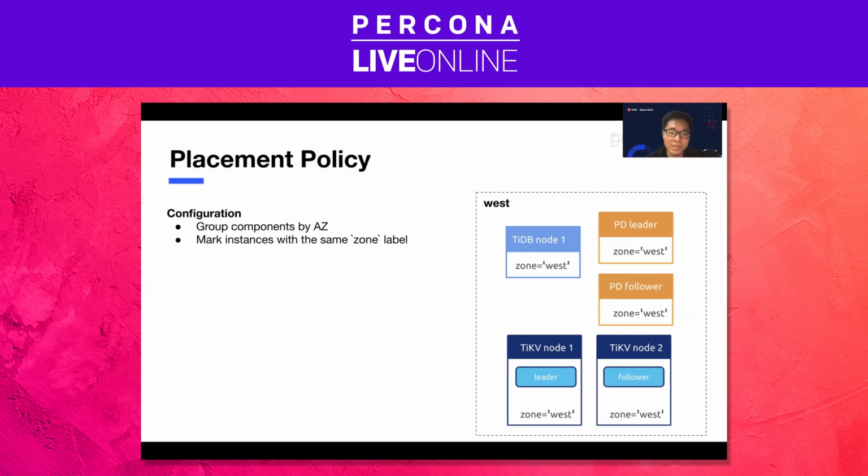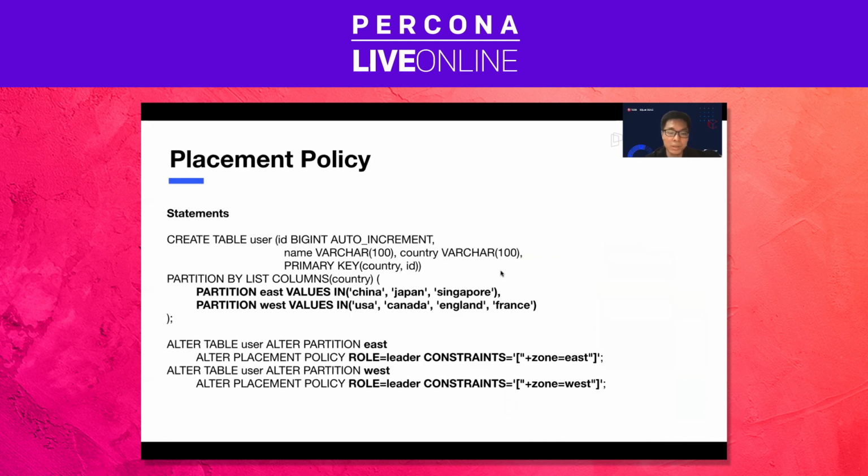You can mark each instance with a label. In this case, the label name is zone. All the TiDB, PD, and TiKV nodes are marked with the zone equals west label, so they know each other is in the same zone. After you have finished the configuration, now you can define placement policies through statements. Here's an example.